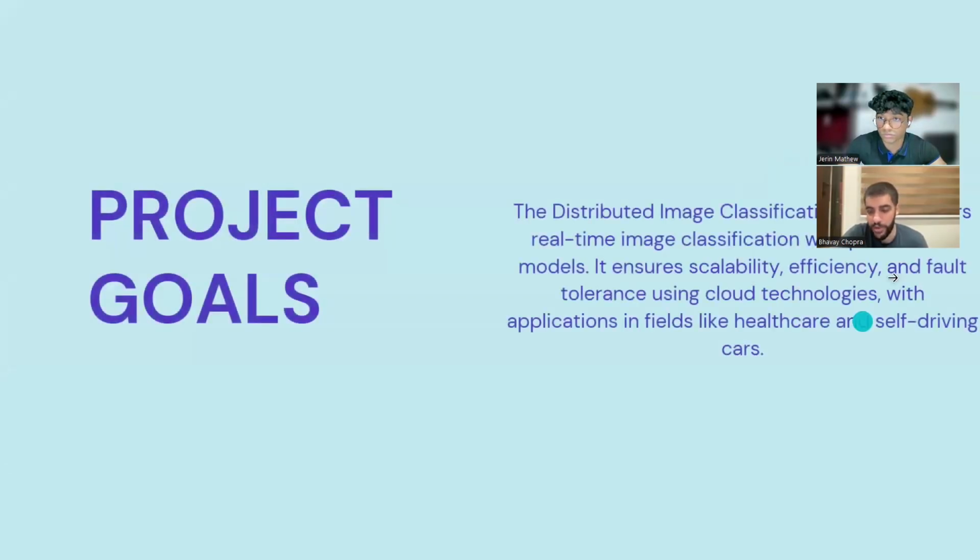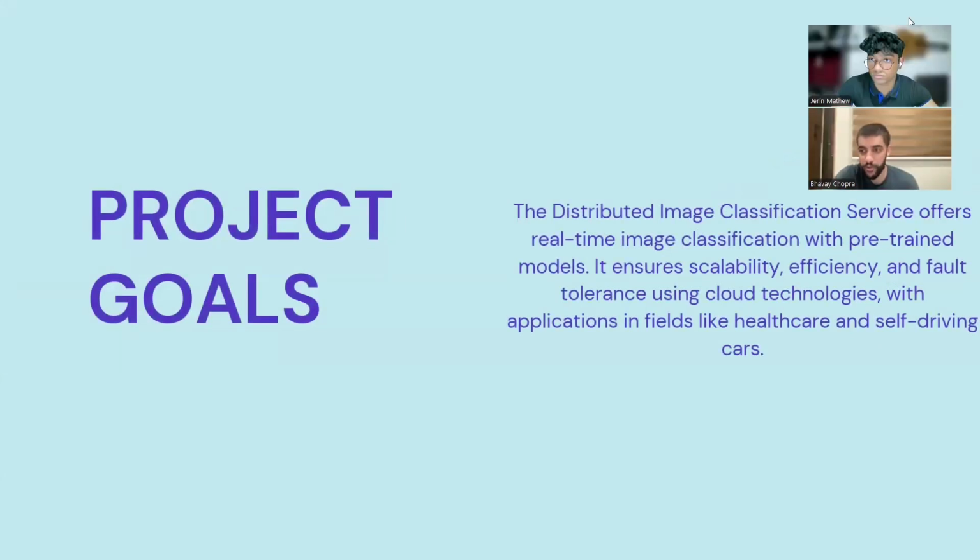So let's talk about the main goals of this project. The primary objective of this project was to create a reliable, scalable system for real-time image classification that can adapt to varying user demands. And we wanted to showcase the potential of distributed cloud-based systems to solve complex problems efficiently.